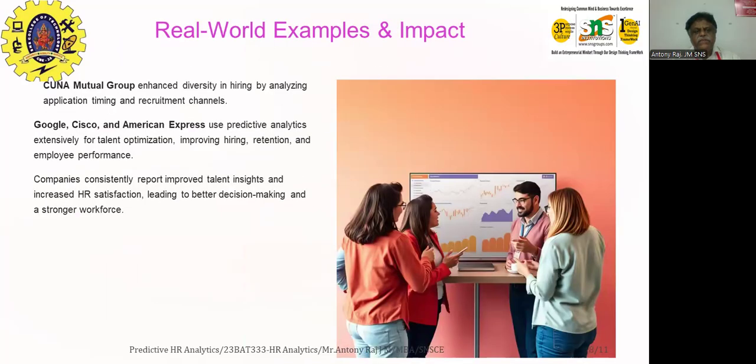And real world examples, these are some of the real world examples where predictive HR analytics has really played a very, very important role. For example, if we talk about Google, Cisco, and American Express, they have used this predictive analytics very extensively in terms of improvement of the recruitment process, talent optimization, retention, and improving the employee performance.